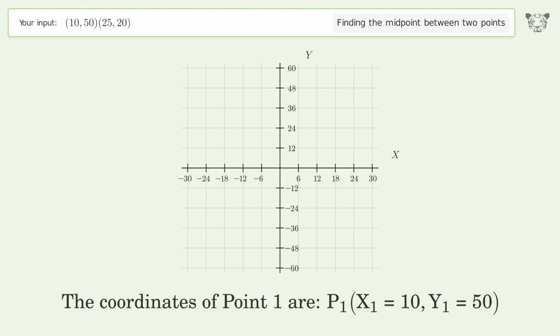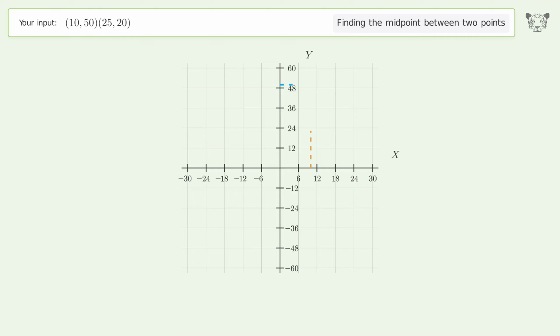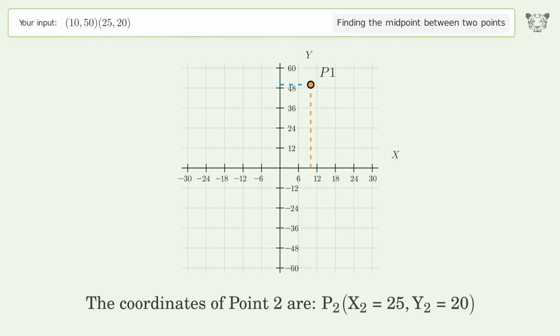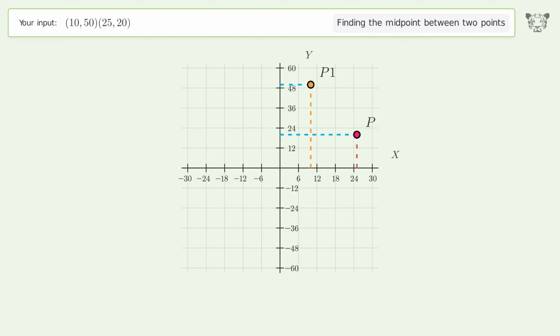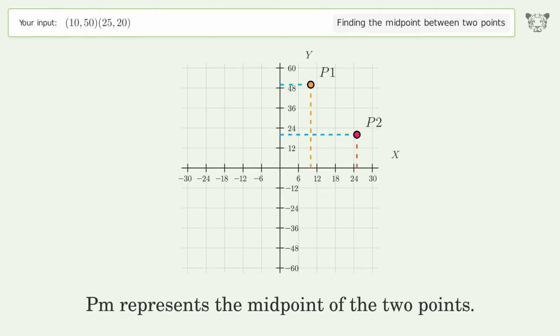The coordinates of point 1 are x1 equals 10, y1 equals 50. The coordinates of point 2 are x2 equals 25, y2 equals 20. PM represents the midpoint of the 2 points.